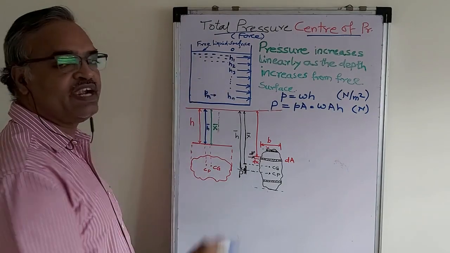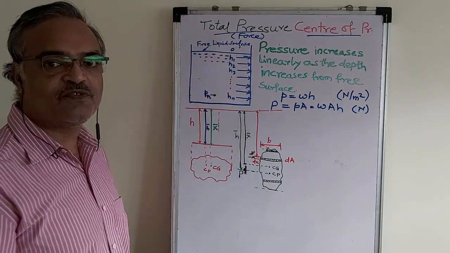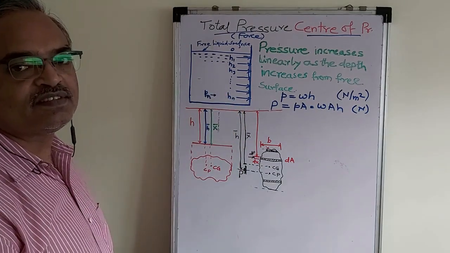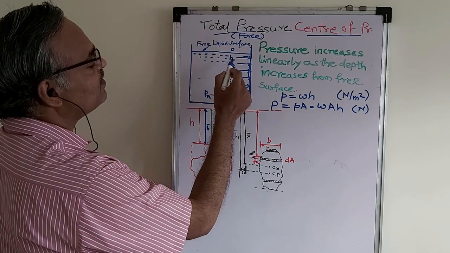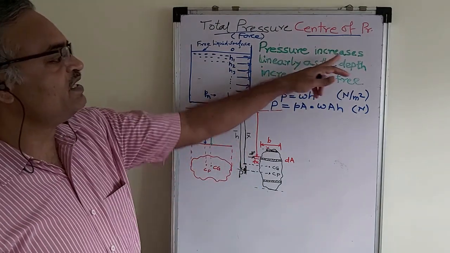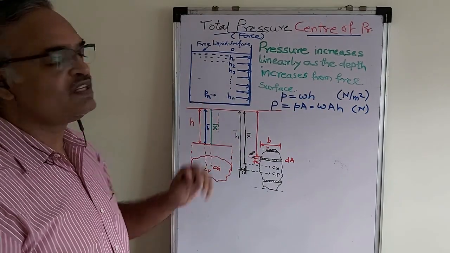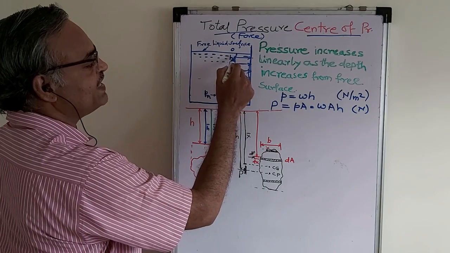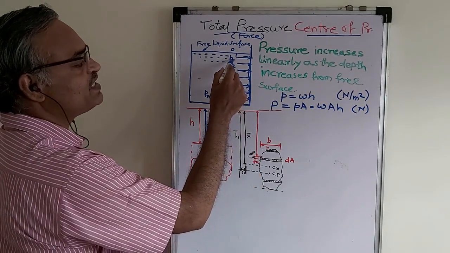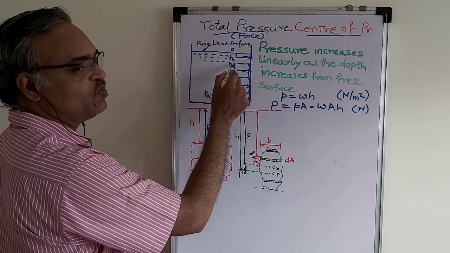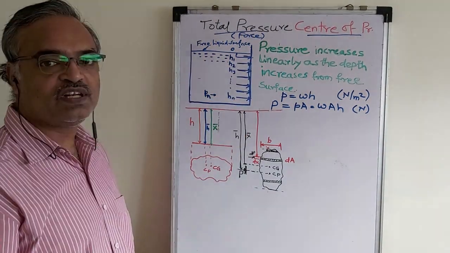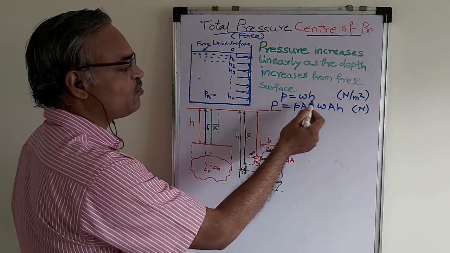Now consider this simple example. This is a tank and it is filled with water up to this level. This is the free liquid surface. You can see here, the vertical surface of this tank is experiencing water at different column heights. Pressure increases linearly as the depth increases from the free surface. At this particular point, this much is the height h1 from the free surface, so the total pressure acting on this point will be in proportion to this height h1. Here it will be slightly more because the height is more. So as you go down, the height increases, and the total pressure, which is the force acting on this vertical surface, goes on increasing.